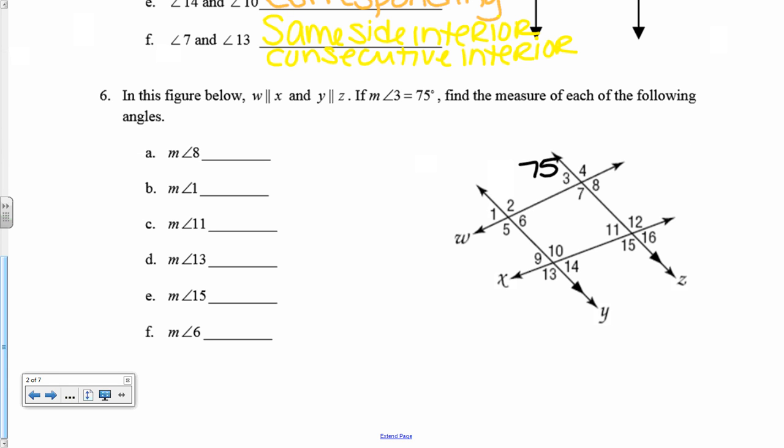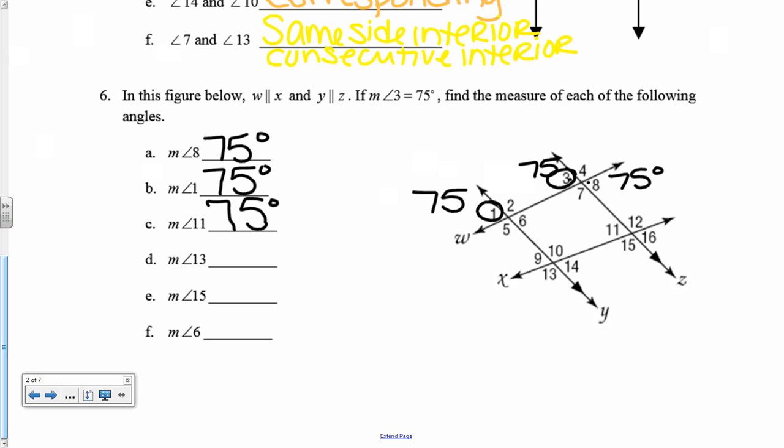So that means with angle 8, 3 and 8 are verticals, so 8 is also 75 degrees. With angle 1, since I know that y and z are parallel, then I know since 1 and 3 are corresponding angles, angle 1 is also 75 degrees. With 11, I can look at either 11 and 8 because I know those are my alternate interiors, so I know 11 is 75 degrees. I also could have used the fact that 3 and 11 are corresponding.